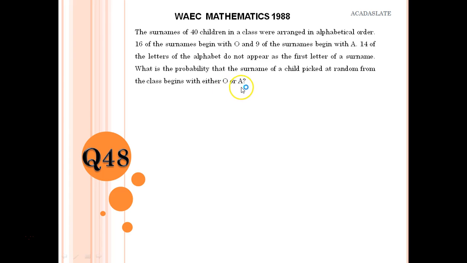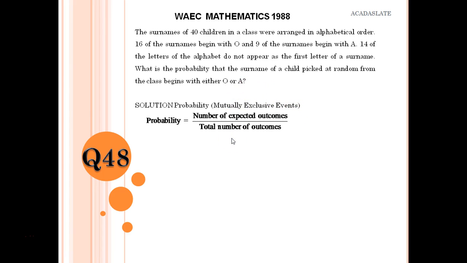Now, objective of the question. The question is testing the knowledge of probability. That is the mutually exclusive events of probability. Now, what is probability? Probability is the number of expected outcomes over total number of outcomes.